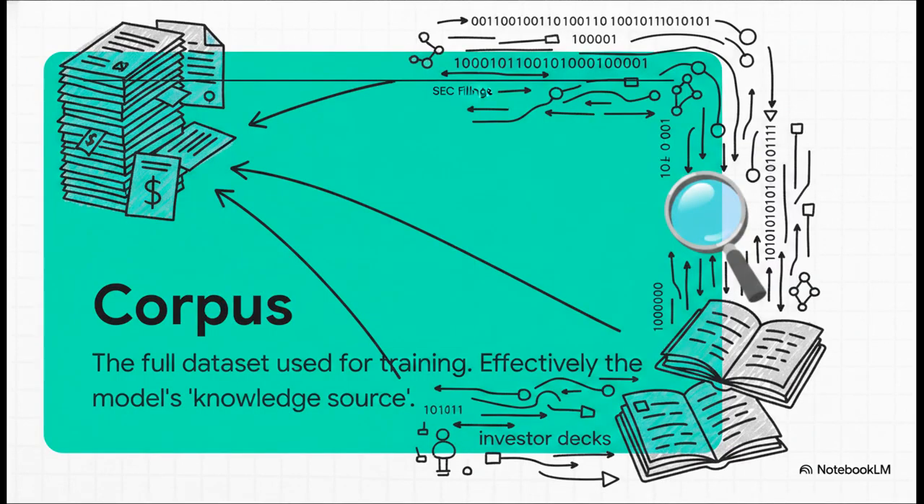Moving right along to step 2, we need to collect our data to build the corpus. Now, corpus is just a fancy tech word for the massive library of financial documents our AI is going to read. It's the model's fundamental knowledge source. If we feed it high-quality SEC filings and investor decks, it's going to learn real professional financial language.